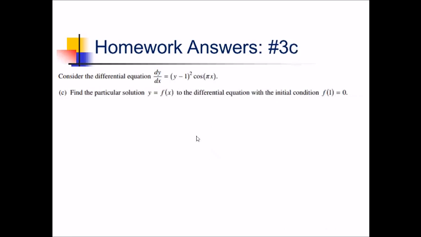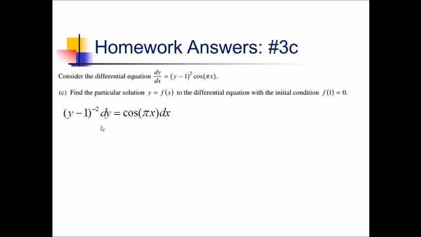For this problem, we're trying to find the particular solution to this differential equation, given the initial condition f of 1 equals 0. So let's start by separating our variables, because we have an output variable, y, in the differential equation. So I'll start by dividing everything by y minus 1 squared. That gives me y minus 1 to the -2 dy on the left side. And we've got cosine pi x dx, if we multiply the dx over there, on the right side.